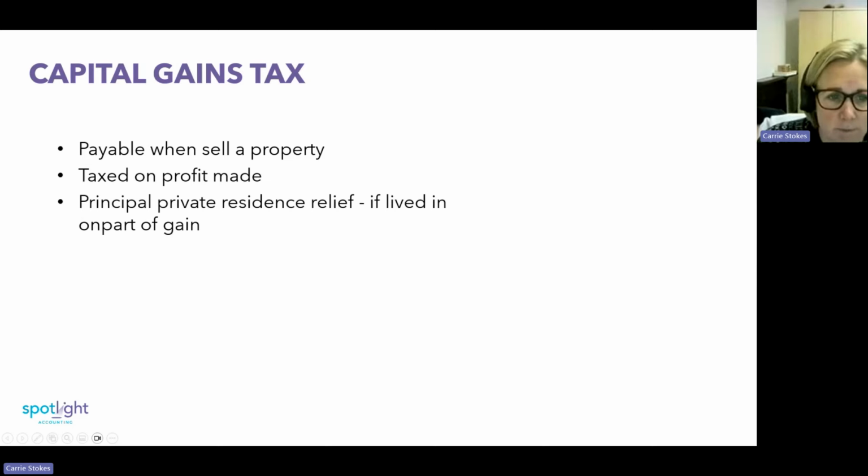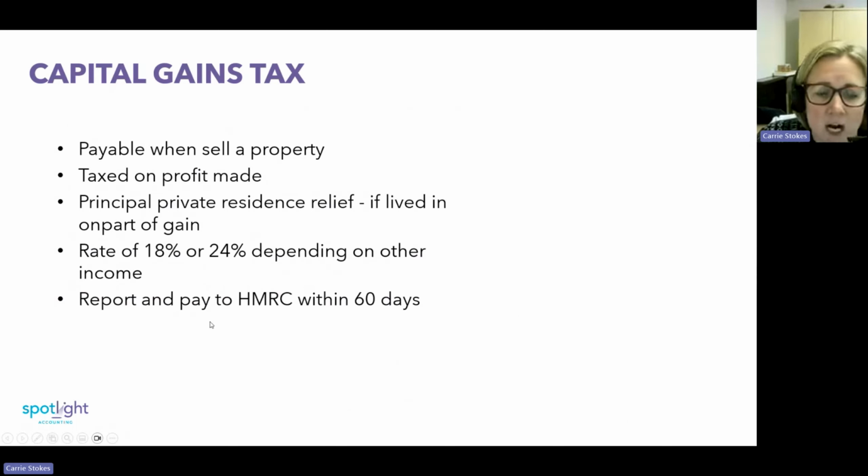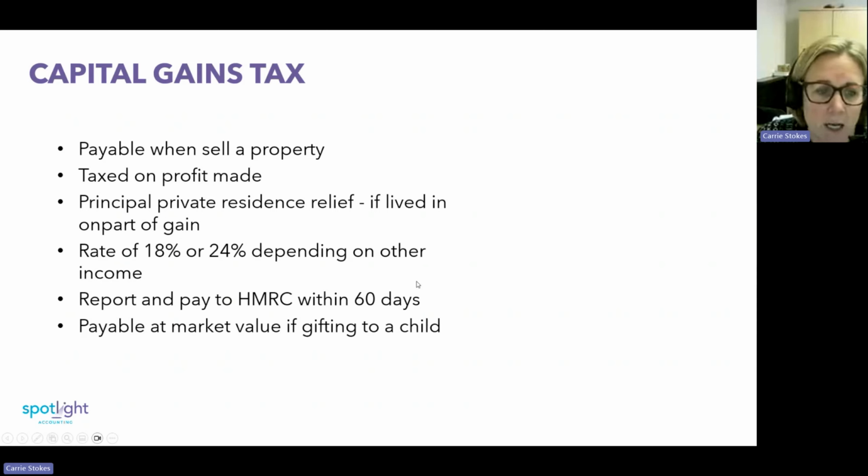If you've lived in a property at a point in time, there is principal private residence relief, but that only applies to the part of the gain when you lived in the property. And the rate of capital gains is 18 or 24% depending on other income. You have to report and pay any capital gains tax to HMRC within 60 days of exchange and completion. That has been in for a couple of years now.